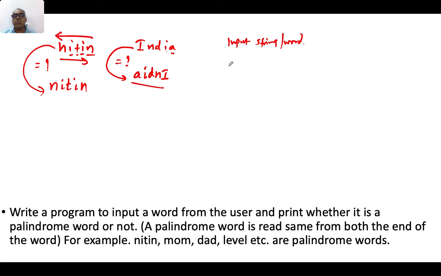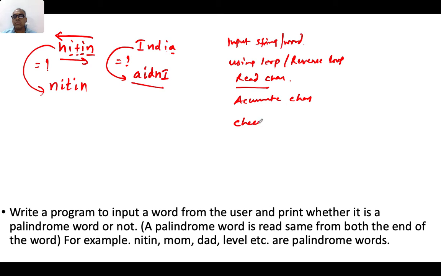We need to use a loop, of course. With the loop, you need to read each character, and this loop is supposed to be a reverse loop. You read each character, you accumulate that character, and then after the loop you check whether your original string is equal to the reverse string. If yes, then it is a palindrome, otherwise not.